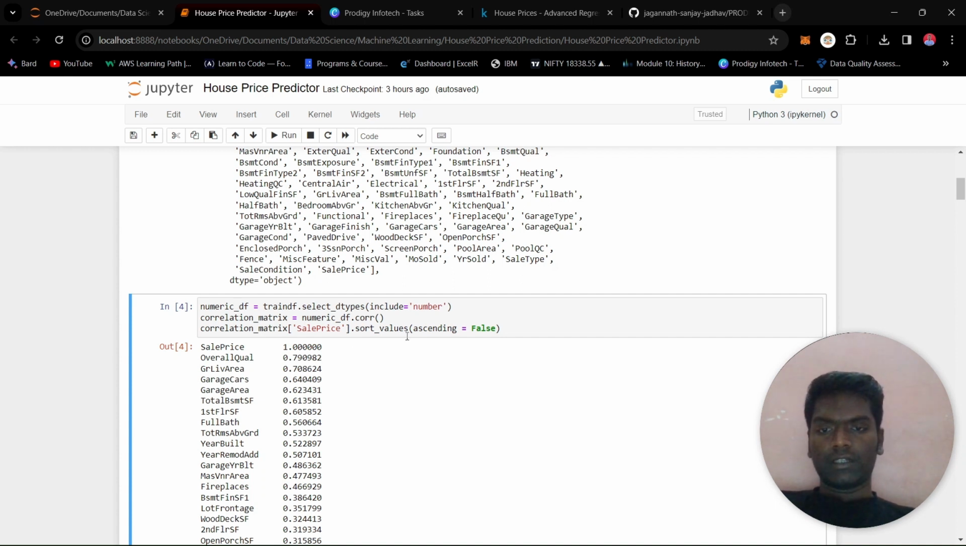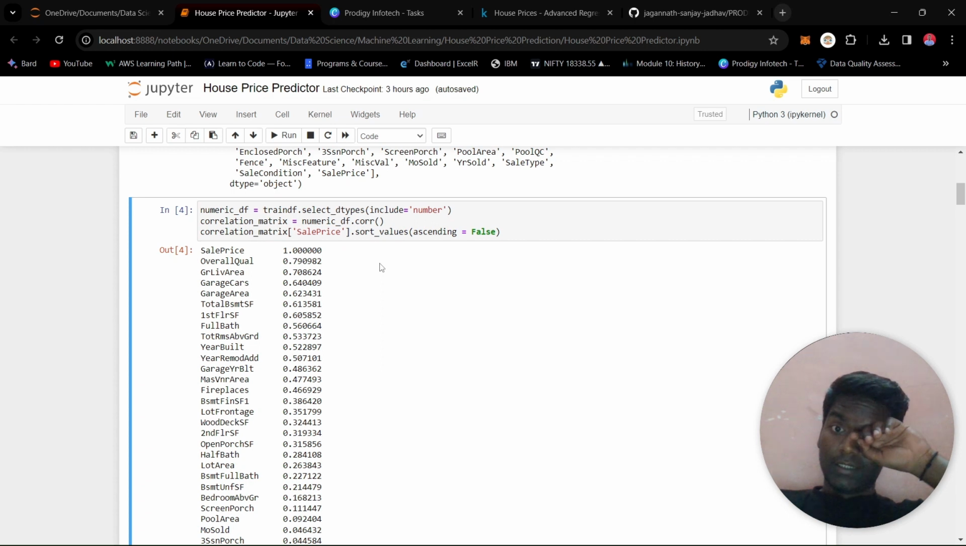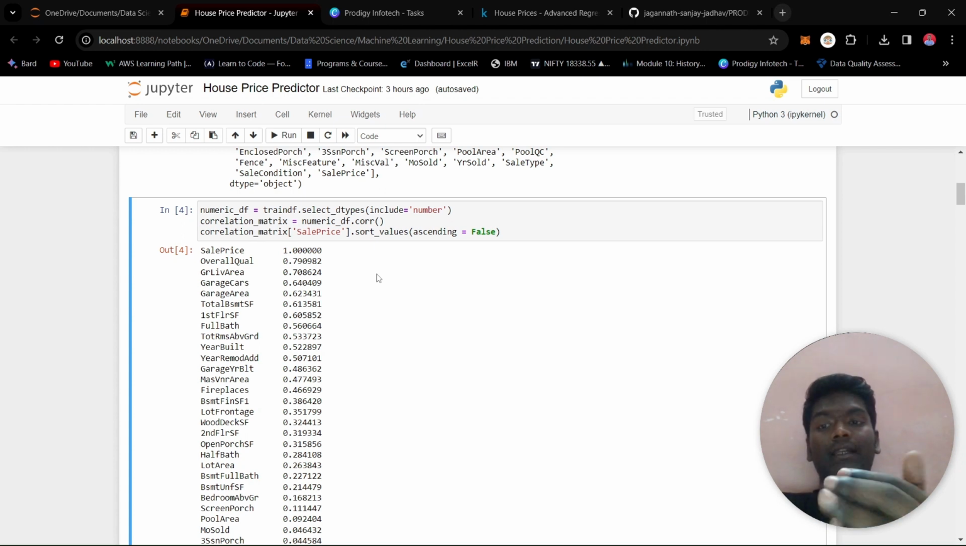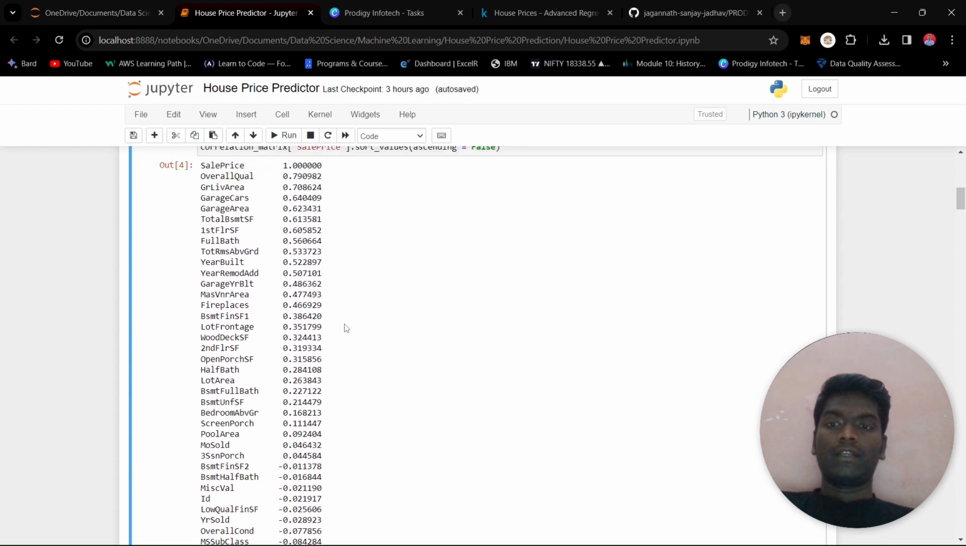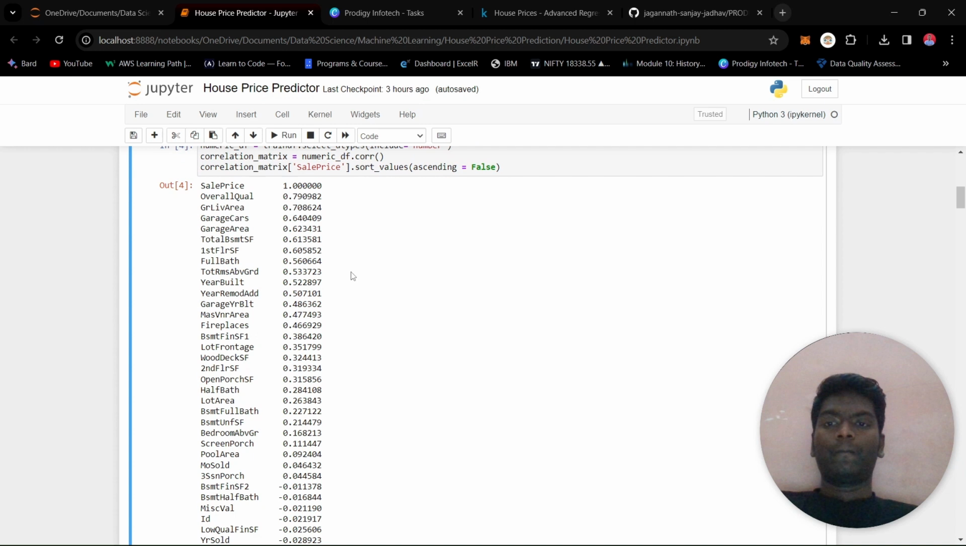So I filtered out all the numerical columns and created a correlation matrix with respect to sale price. Sale price is the price of the property or real estate, and I arranged it in descending order. If the number is close to 1, like 0.79, that means it's highly correlated to sale price. As we go further downwards, there are negative correlated values also. We can distinguish between strong correlation and weak correlation. The stronger the correlation, the better the model will predict.